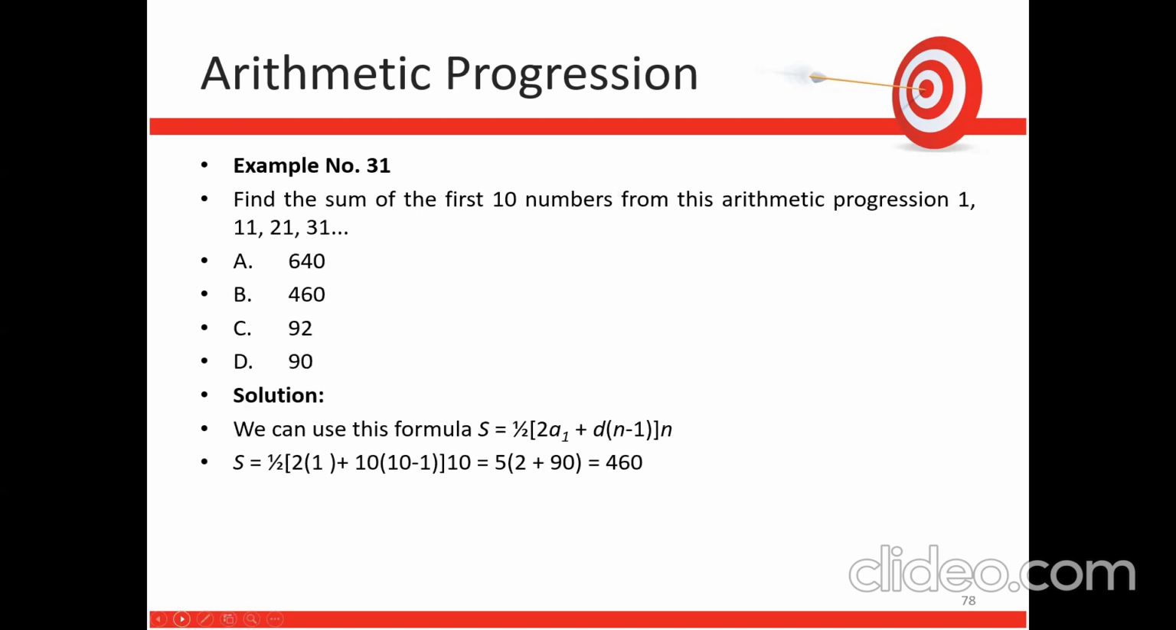Example number 31. Find the sum of the first 10 numbers from this arithmetic progression 1, 11, 21, 31. Solution. So the formula S is equal to 1 half of 2A1 plus D times n minus 1 times n. So S is equal to 1 half of 2 times 1 plus 10 times n minus 1. 10 minus 1 times 10 is 460. So the answer is letter B.